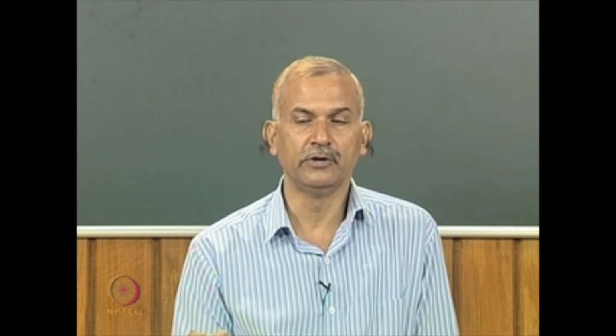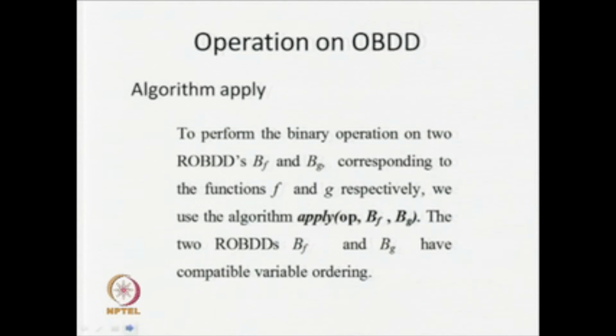Okay. Now, let's see what we are going to cover in this particular case. For any kind of operation, we are going to use an algorithm called apply. This apply algorithm will be used to perform any Boolean operation on BDDs. That means, if we apply these operations on BDDs, we are going to get some resultant BDD, which gives us the evaluation of this particular Boolean operator.